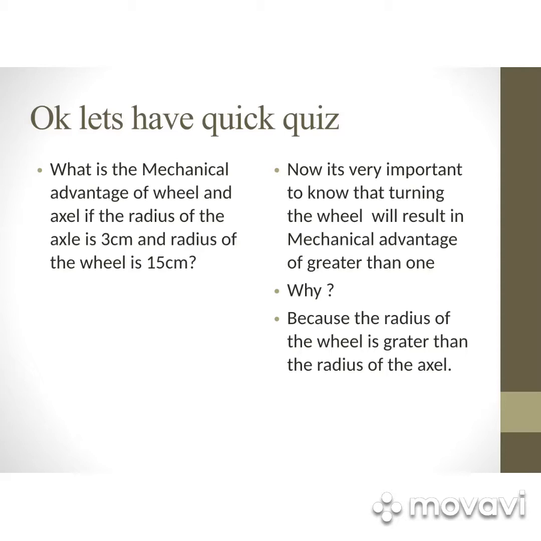So let's talk about the mechanical advantage of the wheel and axle. It is very important to know that the turning of the wheel will result in a mechanical advantage greater than 1. Why? Because the radius of the wheel, the bigger part, is greater than the radius of the axle, the small part. So the radius of the wheel is larger, and this results in a mechanical advantage greater than 1. Okay, very good.